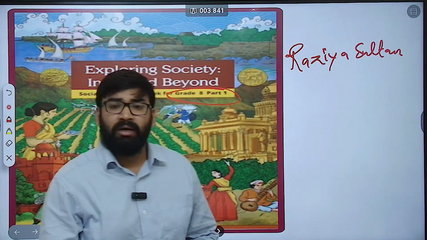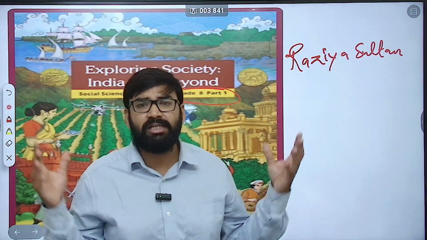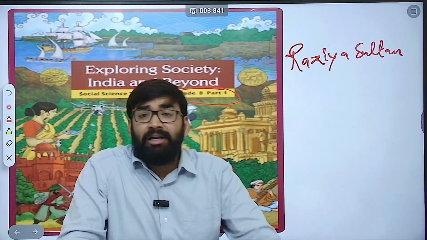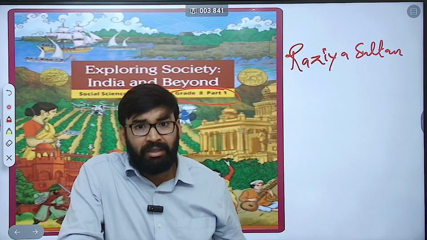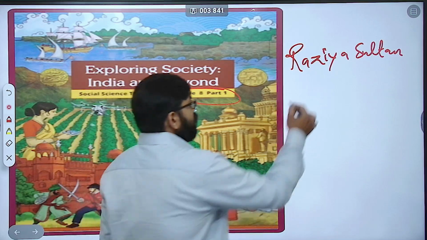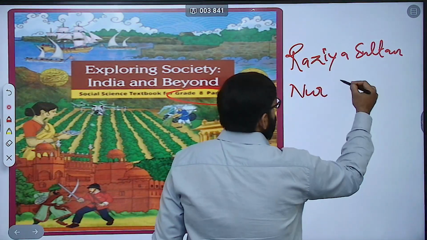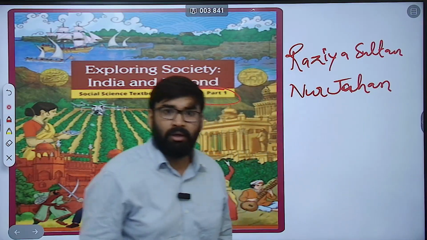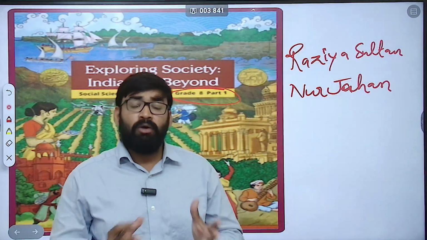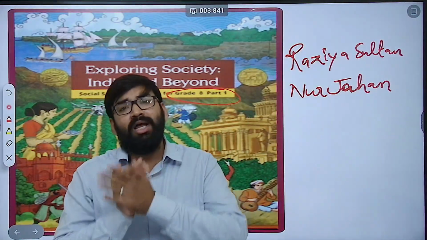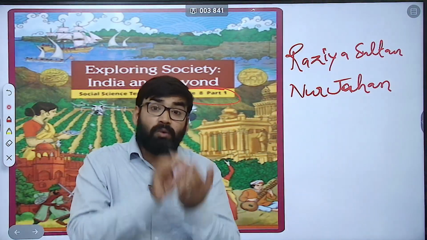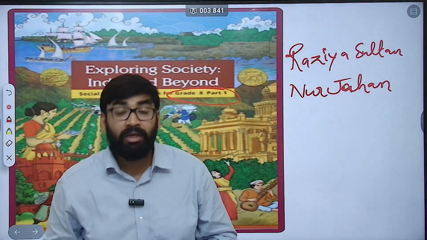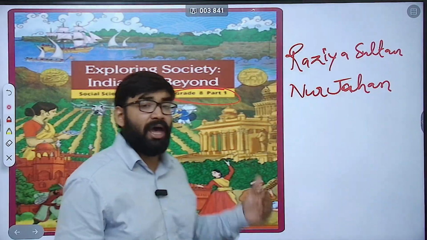Razia Sultan, who ruled from 1236 to 1240, was the only woman ruler of the Delhi Sultanate. Now she is no longer mentioned. Then another important woman, Noor Jahan of the Mughal Empire, is also not mentioned. Noor Jahan, the powerful wife of a Mughal emperor, whose name was on the coins as well as royal seals, has also been removed. Her story has been removed. Then what are the things which have been removed?